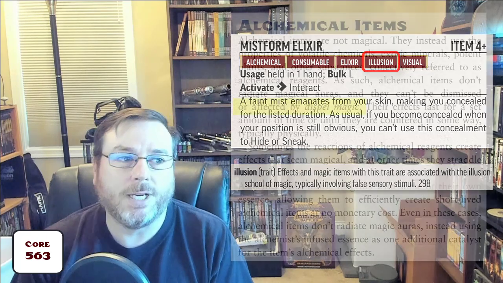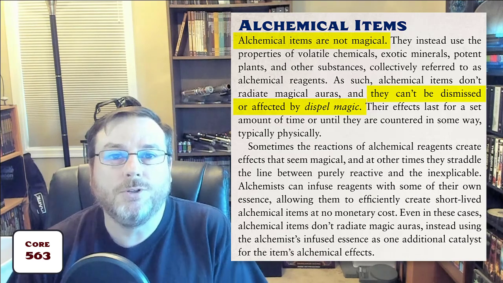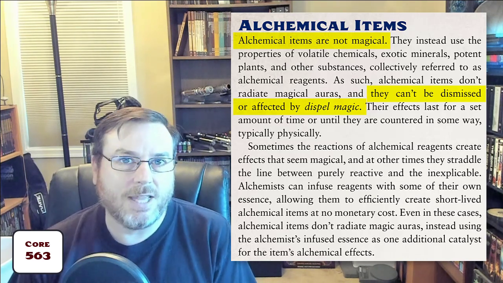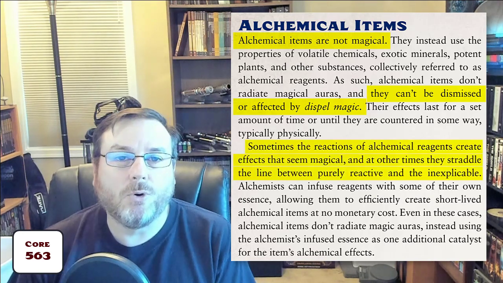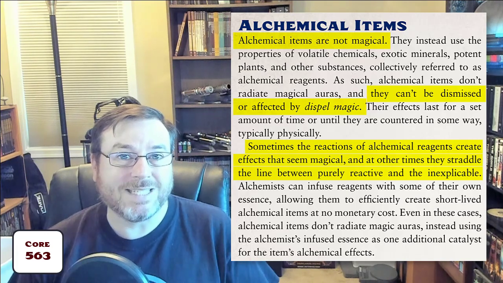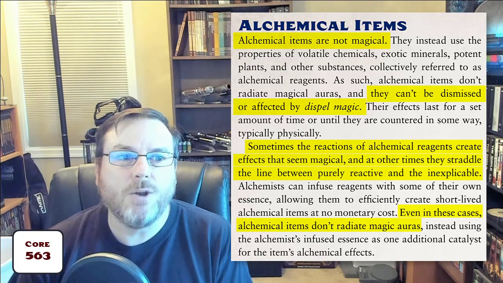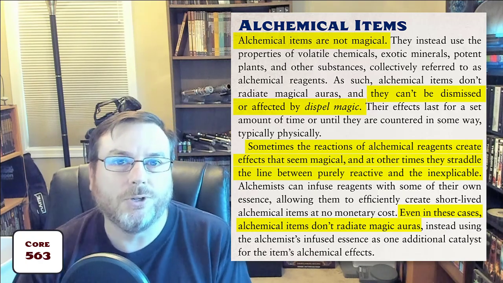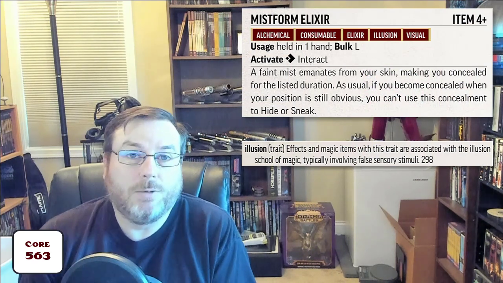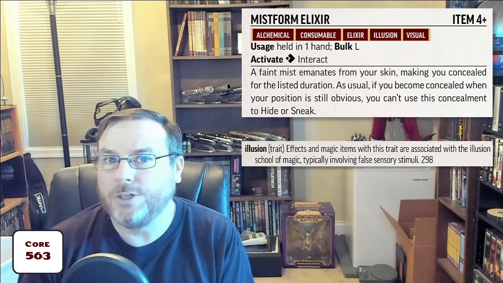The first school of thought is that the book says that alchemical items are not magical, they do not radiate magical auras. They say that in several places, and they do call out that sometimes an alchemical item may have an effect that resembles magic, but it's still not magic. People who subscribe to this school of thought would look at Mistform Elixir and say it is not magical. So that might raise the question of, what is the purpose of having the illusion trait there if it's not to say that this is an illusion spell?